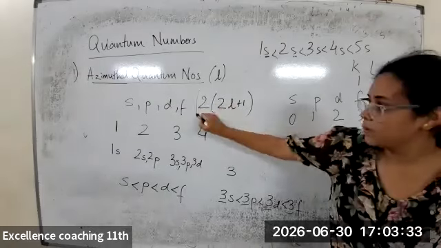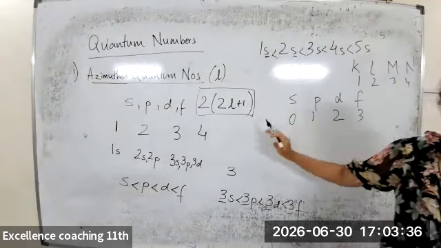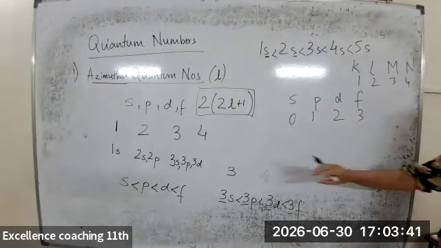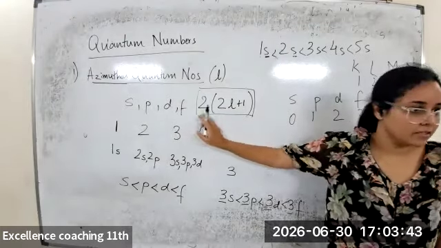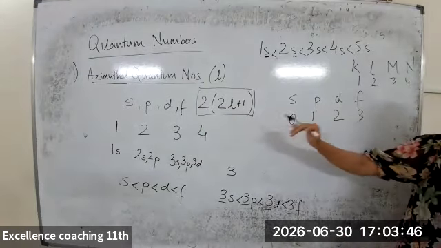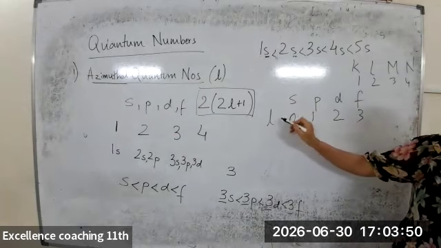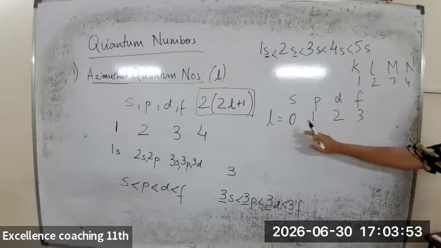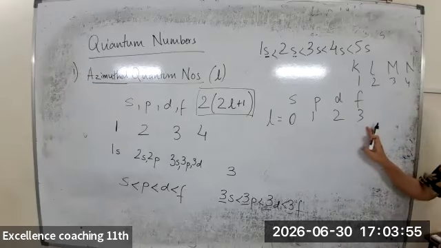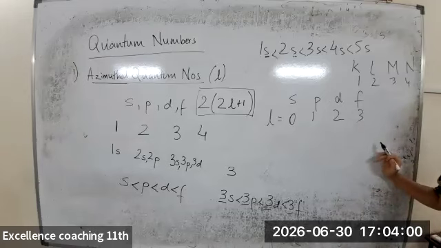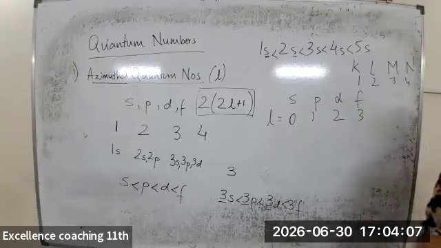So using this formula, you can find the number of electrons present in these subshells. How will we use this formula? We just have to substitute the value of L, which is nothing but these values 0, 1, 2, 3. Now if I ask you a question, I want to find how many electrons are present in the s orbital. Use this formula and tell me how many electrons are present.